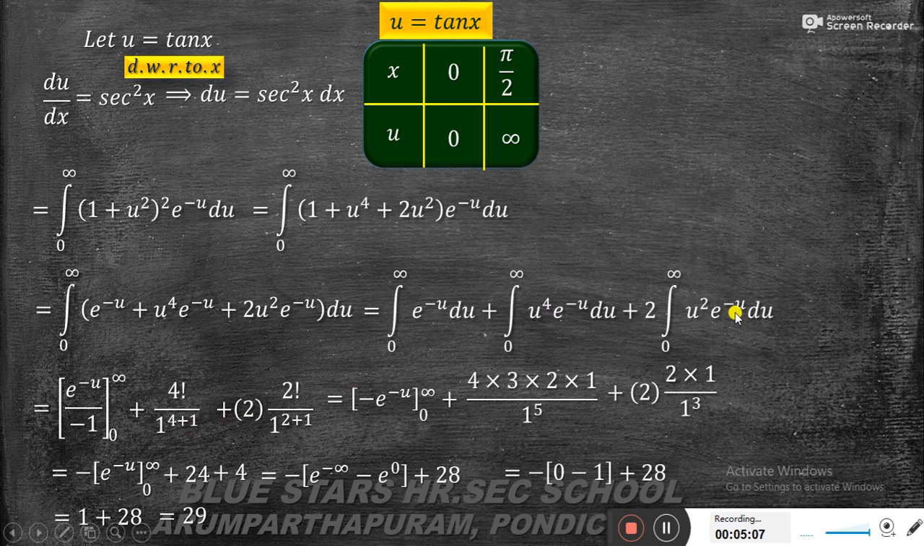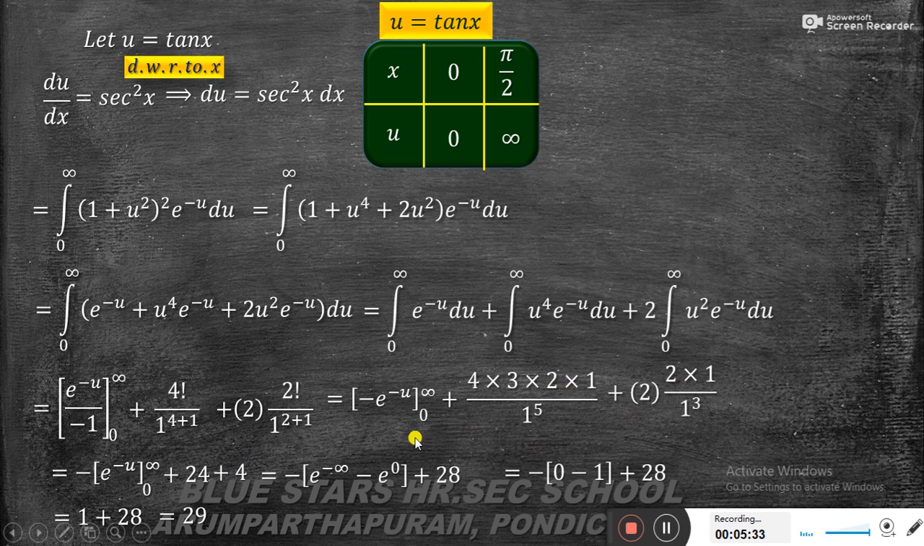next a equal to 1, so a equal to 1, n equal to 2, so 2 factorial by 1 power 2 plus 1. So in the next step we write it minus u e power minus u, the limit is 0 to infinity, 4 factorial. 4 factorial means 4 into 3 into 2 into 1, 1 power 5 means 1, so plus 2 into 2 factorial means 2 into 1 by 1 power 3.